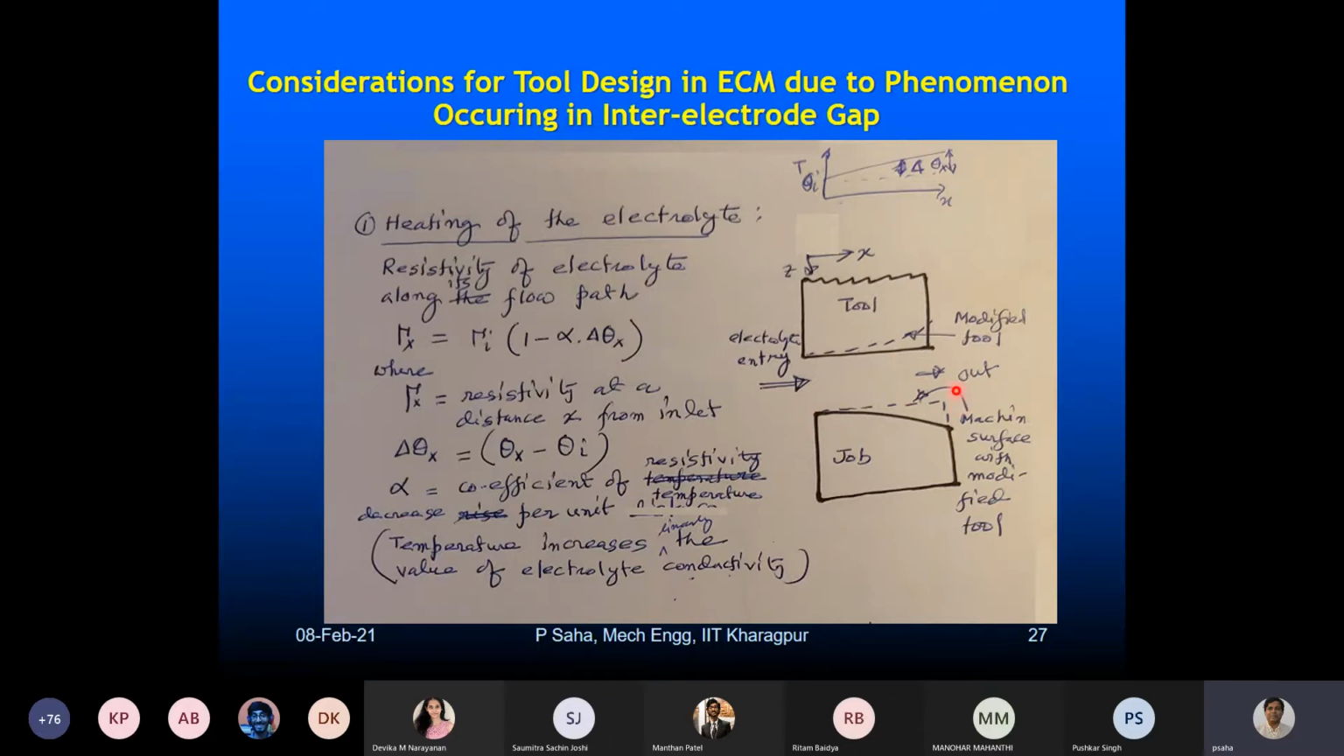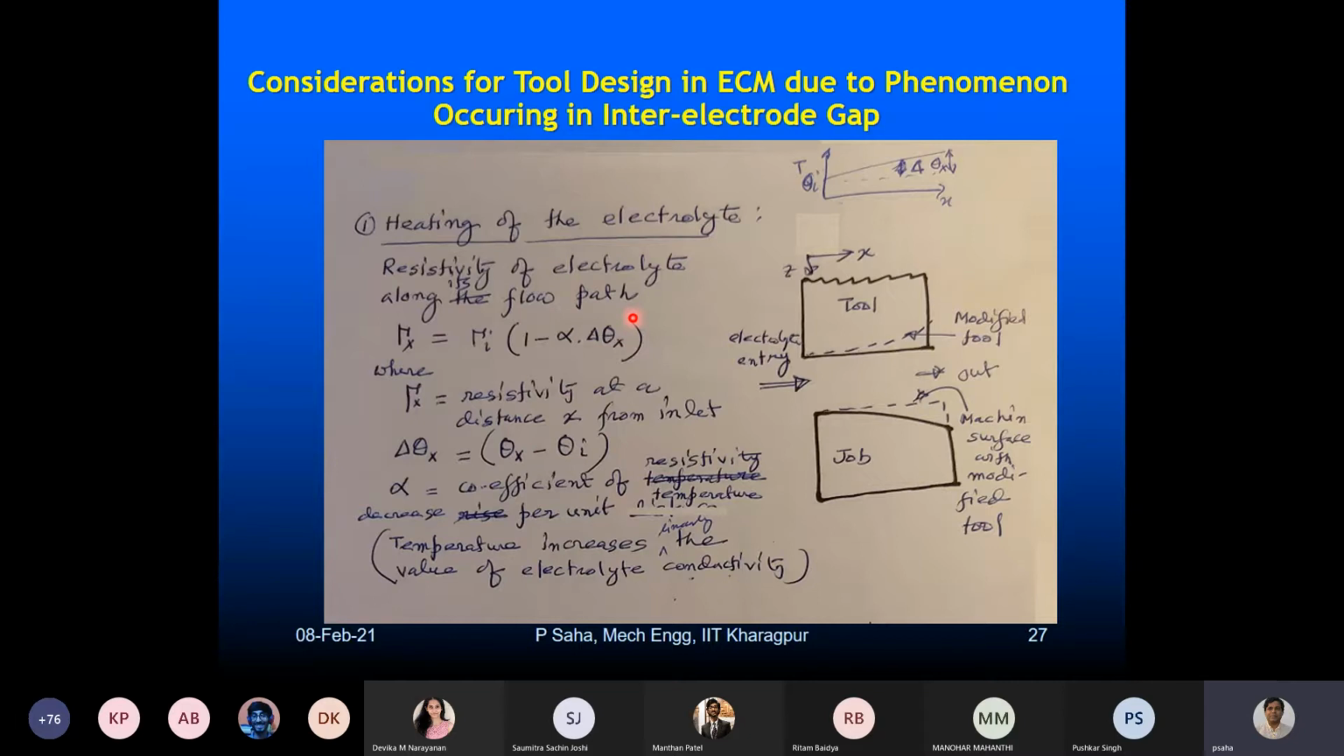So while designing the tool, we have to compensate for this change. If we make a modified tool like this, the new tool is from here like this dotted line. If you machine and match the profile, we will probably be able to generate a flat surface on the job, so that the effect of the temperature can be compensated.